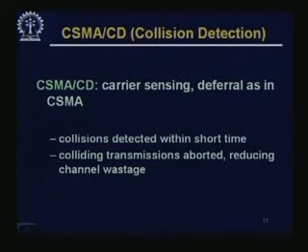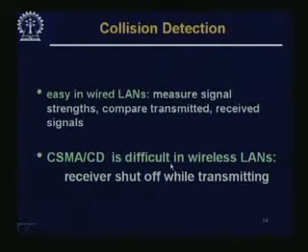So CSMA/CD is carrier sensing, deferral as in CSMA, collision detected within a short time, colliding transmissions aborted, reducing channel wastage. Collision detection is of course easy in wired LANs: measure signal strengths, compare transmitted and received signals. So this is how you detect a collision. It is somewhat more complicated in wireless LANs.